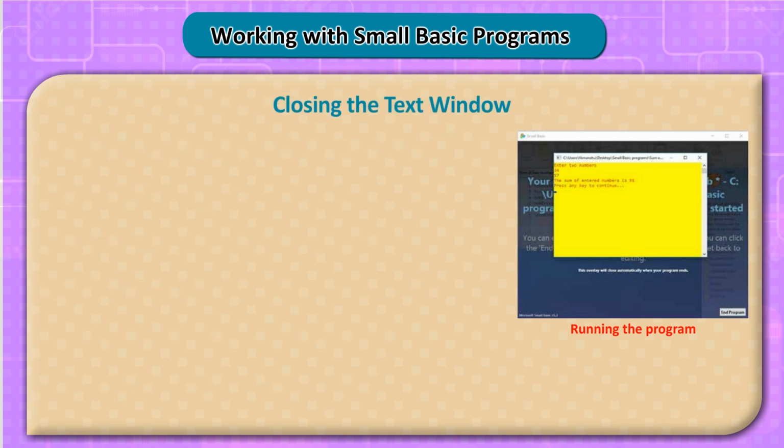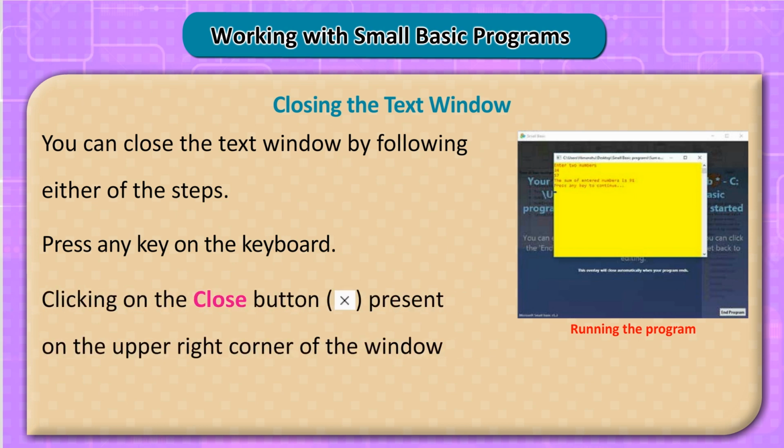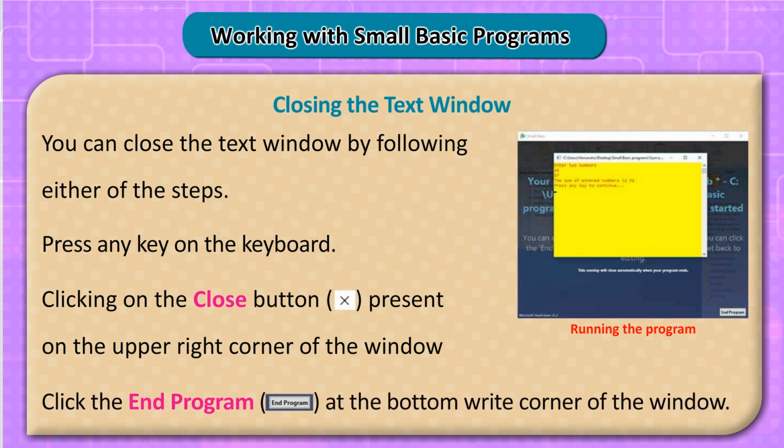Closing the text window. You can close the text window by following either of the steps. Press any key on the keyboard. Click the Close button present on the upper right corner of the window. Click the End Program button at the bottom right corner of the window.